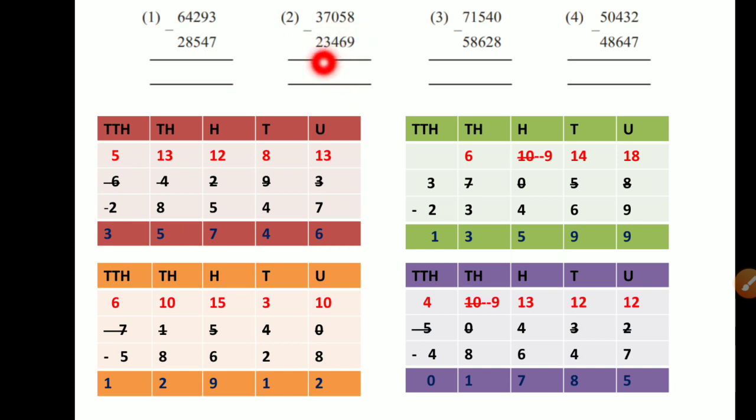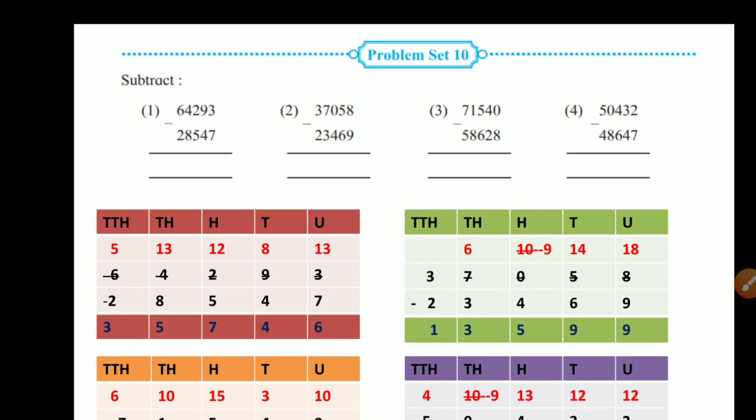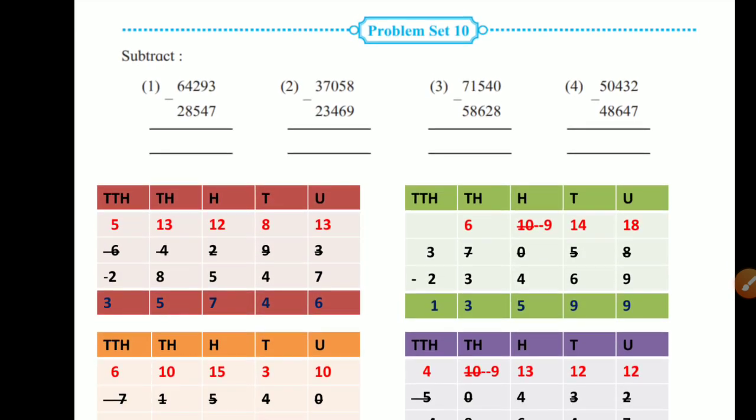Question number 2. 37,058 minus 23,469. Again we'll make this table. Copy question from unit place and start subtracting. Question number 3 and question number 4. You need to write problem set number 10 in your notebook. If possible, try not to copy.